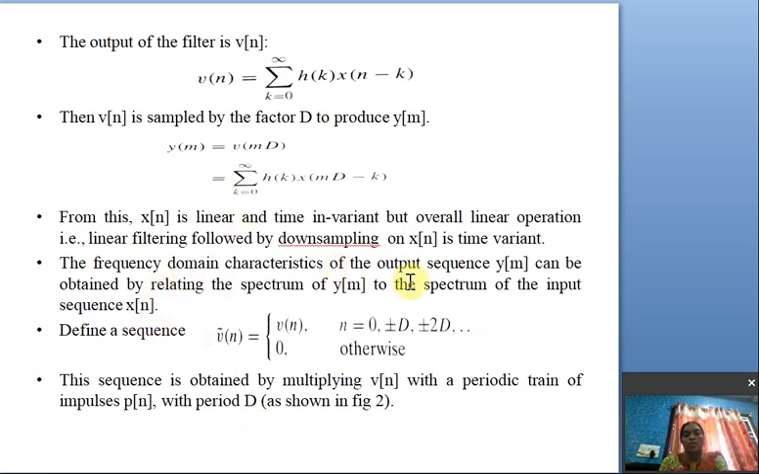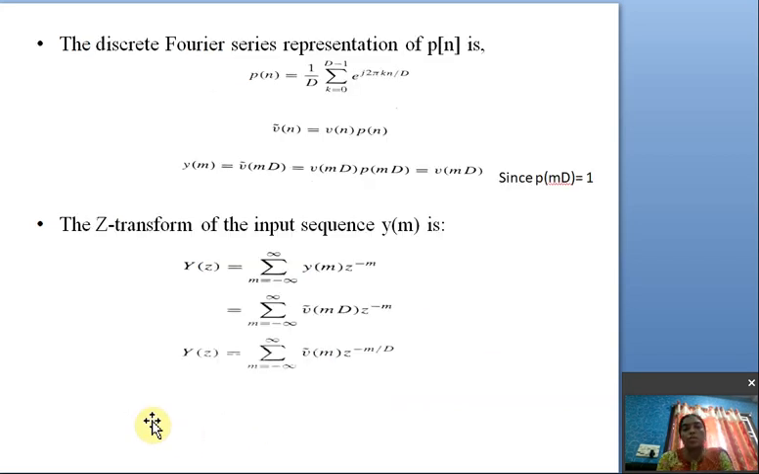The frequency domain characteristics of the output sequence can be obtained by relating the spectrum of y of m to the spectrum of the input sequence x of n, right? So if you define v dash of n like this, where n is equal to 0, plus or minus D, plus or minus 2D only we have the value, otherwise it is 0. Then you can get a discrete Fourier series representation of p of n like this. Since v cap of n is equal to v of n into p of n, to get the output y of m, y of m is nothing but v cap of md.